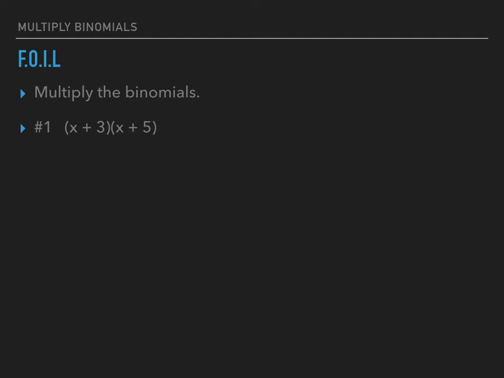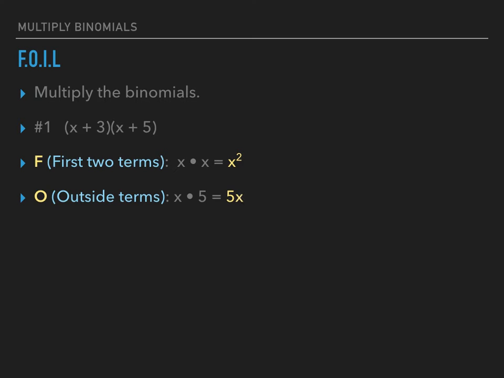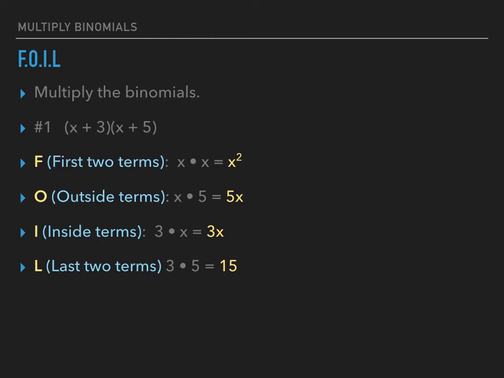F stands for the first 2 terms in those binomials, so x times x or x squared. O stands for the outside 2 terms. The outer terms are x times 5 or 5x. I is the inner 2 terms. 3 times x is 3x. L stands for the last 2 terms. 3 times 5 is positive 15.